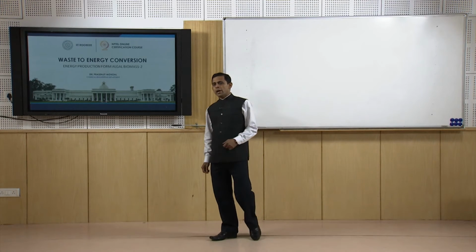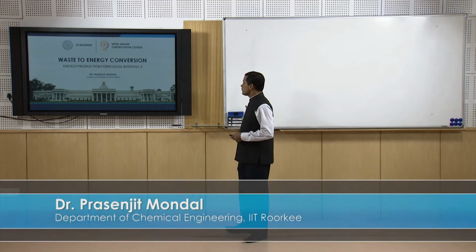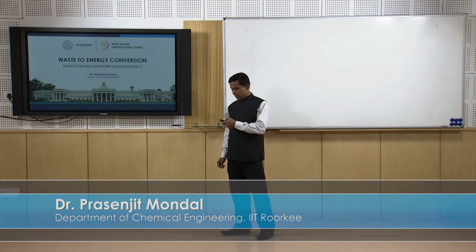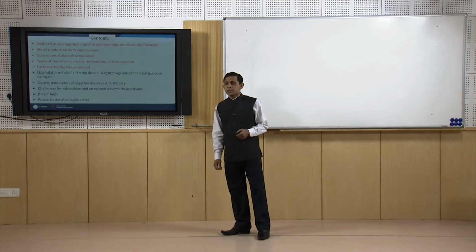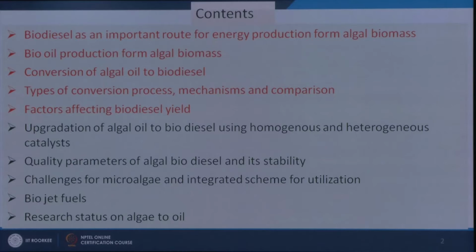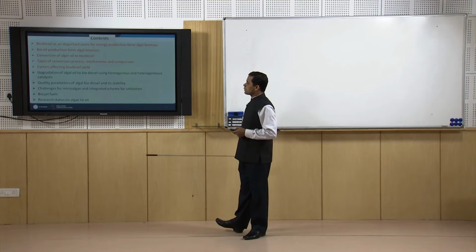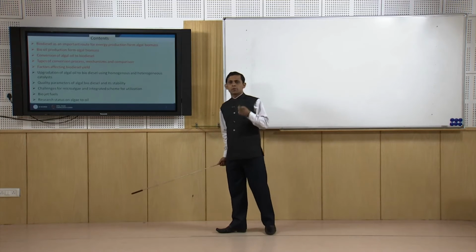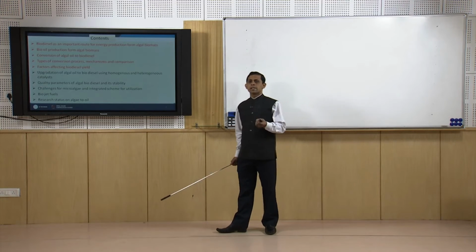Hi friends, now we will start discussion on the second part of this module, energy production from algal biomass. In the first part, we have discussed biodiesel and bio-oil production from algal biomass, different types of catalyst which can be used for the biodiesel production and their mechanism. And in this part, we will discuss the upgradation of algal oil to biodiesel using homogeneous and heterogeneous catalyst. We will be giving some examples where this has been used.